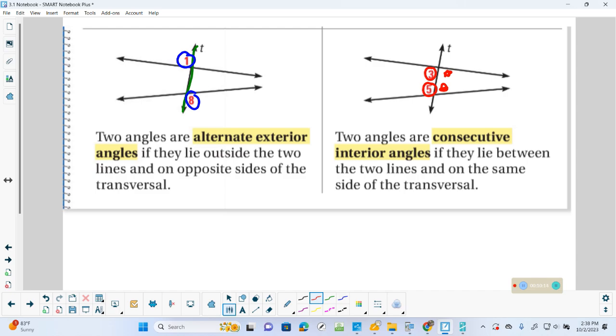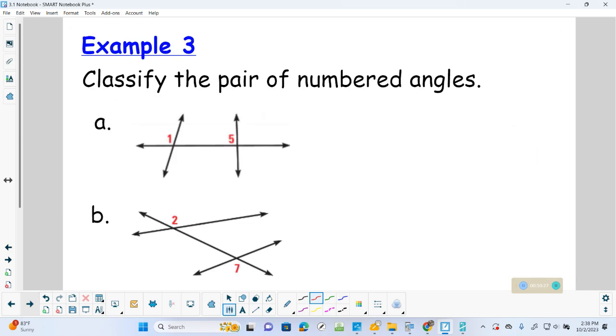Eventually, tomorrow, let's be honest, tomorrow, there's going to be some relationships between these angles. They might be equal, they might add to 180. We'll get into all of that tomorrow. Today, we are just practicing recognizing them. Okay, classify the number of angles.